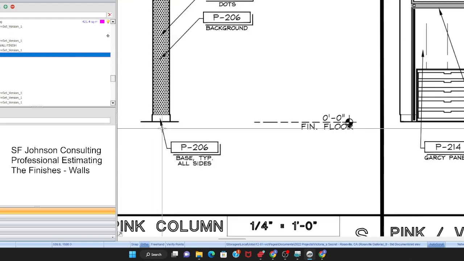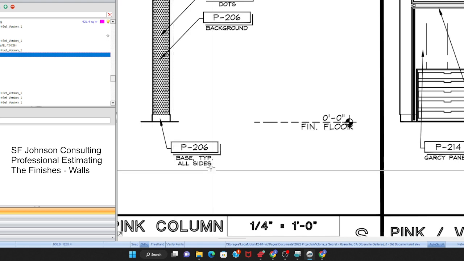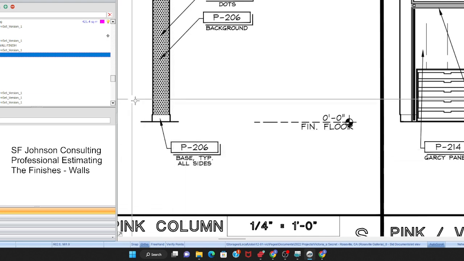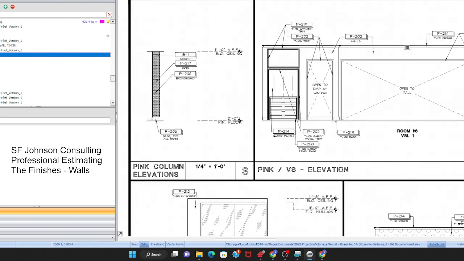So wall bases are getting painted, and that's by the linear foot actually, not by the square foot. Any wall base is a linear total. So when it comes to your man hour totals for that, that's not an area for wall base, that's a linear foot total.